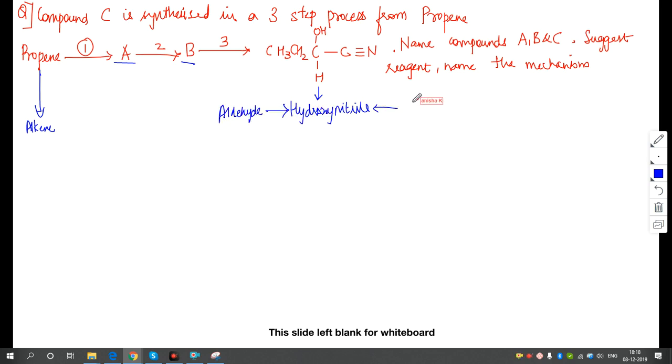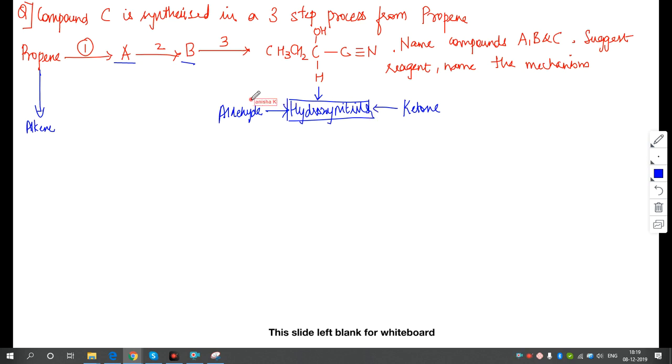From an alkene. So where's an alkene? No, what I've said was check where is hydroxynitrile. It's right in the middle. Now, hydroxynitrile can be made from either an aldehyde or a ketone. Okay, we have two options.